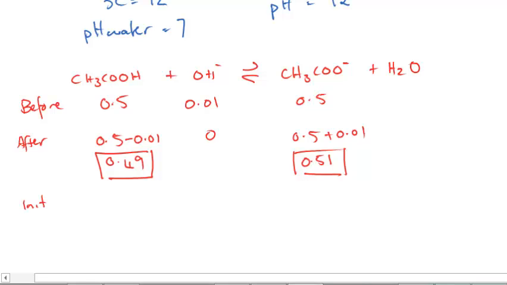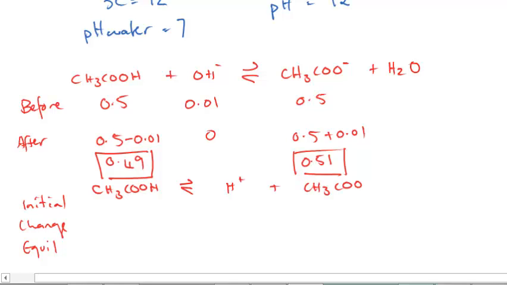Initial, change, and equilibrium. But our equation is actually different now because we don't have any more base. So we go back to the original equation where we have acid and acetate. But our acid and acetate concentrations are different because now the initial is the same as this. So we've got 0.49 and we've got 0.51. And we have 0 of the H plus ion.